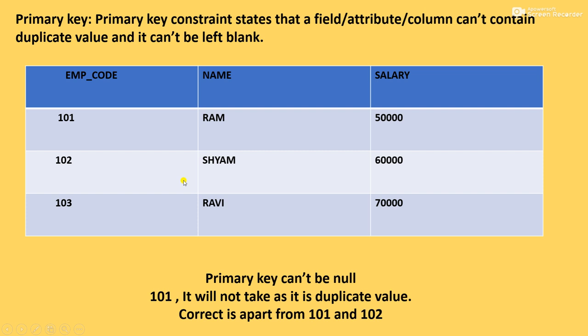So two things I have learned from primary key: it states that the column can't contain duplicate values. If 102 is an employee code, it will not repeat 102 again, and it should not be left blank. You cannot leave 103 blank. That means you will not leave employee code blank. So primary key can't be null. If you want to use 101 again, you can't, because 101 is already there. So what did I say? Primary key is a unique key that you can give to your column like employee code, and after that it can't be left blank. I hope it is clear to you.